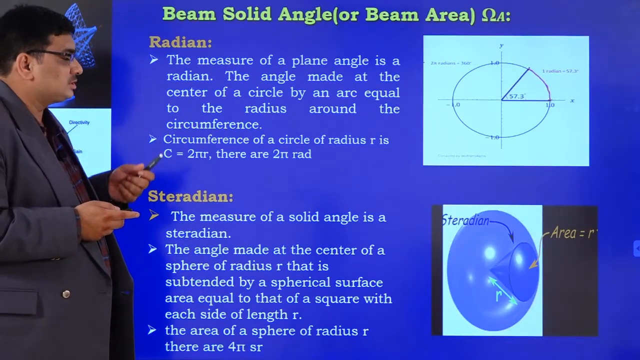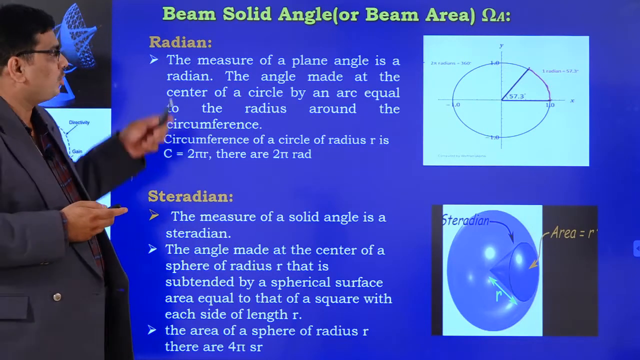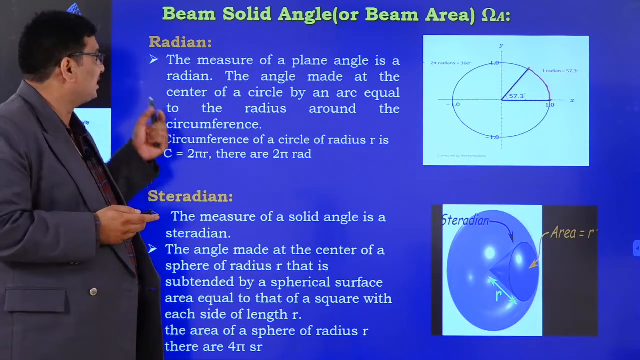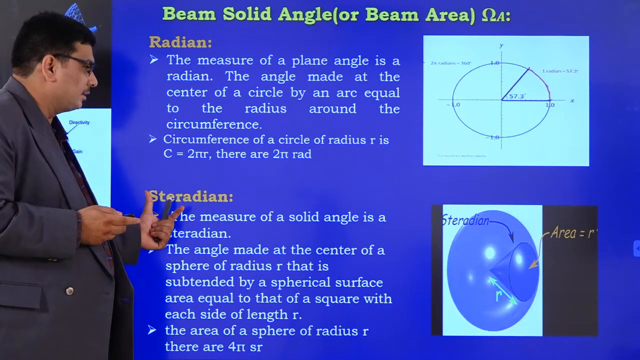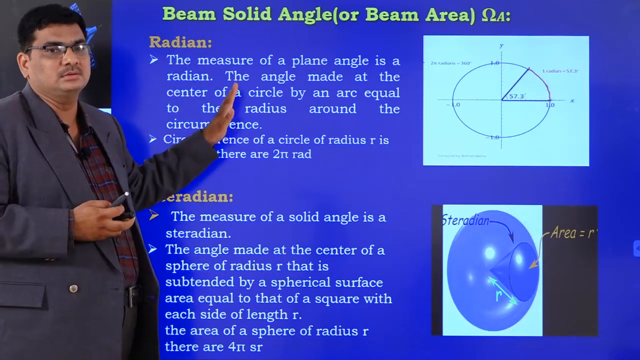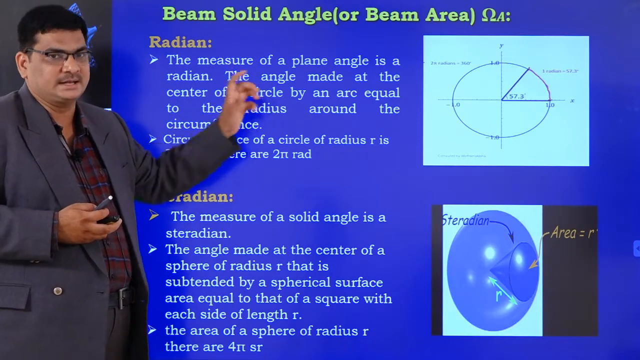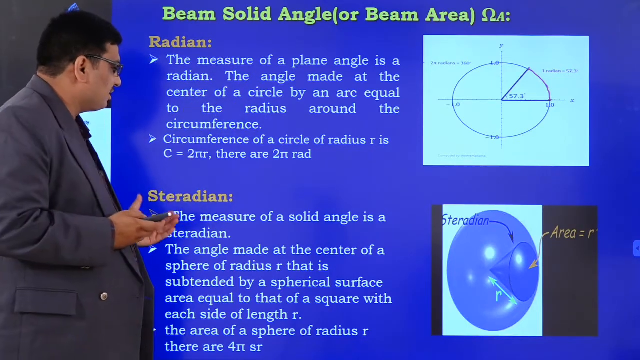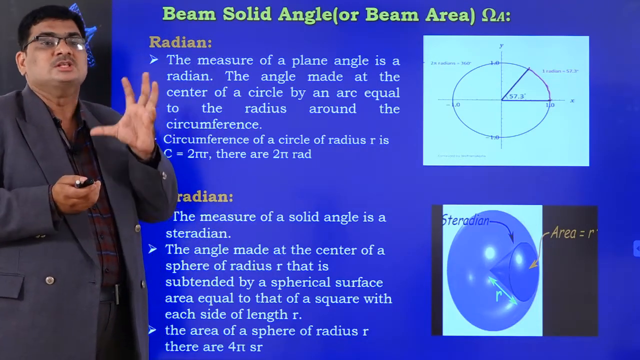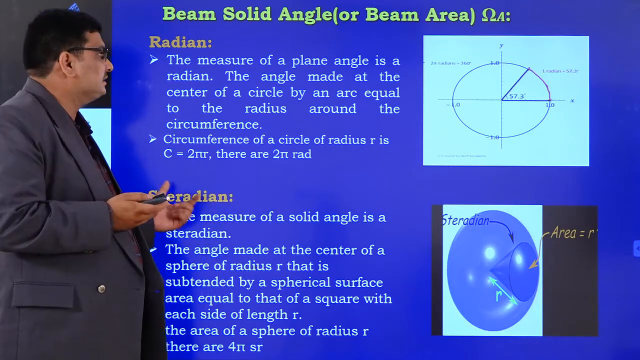So, the first parameter is beam area, or beam solid angle. Before going to this topic, we need some basics about what a radian is and what a steradian is. If you want to measure a plane angle, we can measure it using radians. If you want to measure a solid angle, where your structure is solid or looks like a sphere, then we measure that solid angle in steradians.